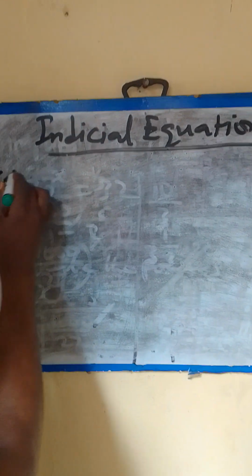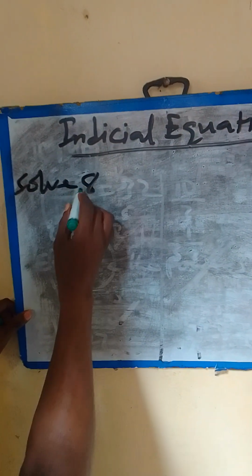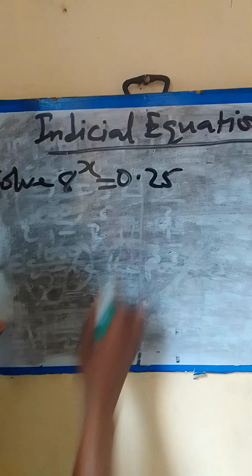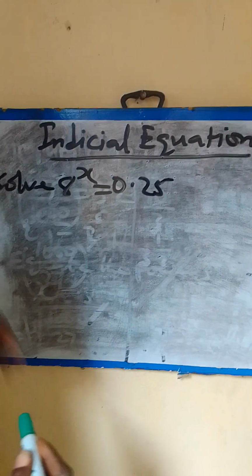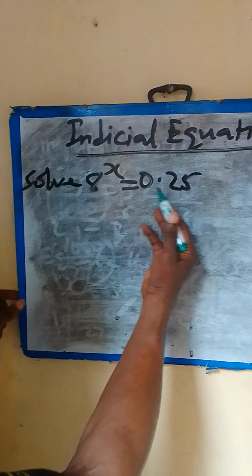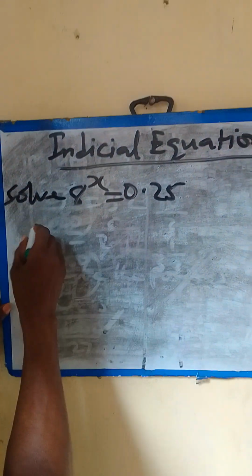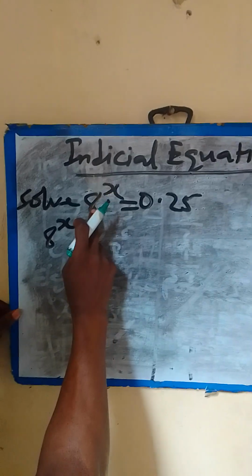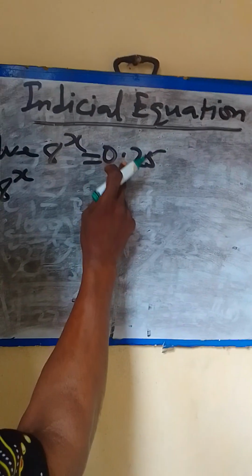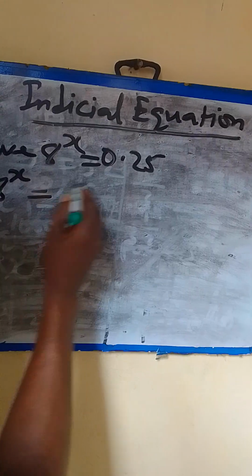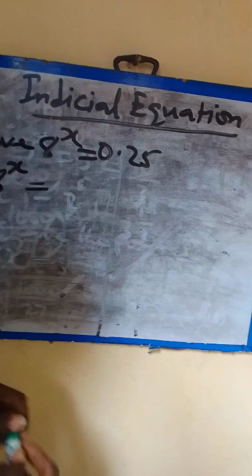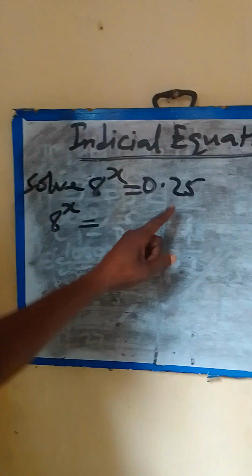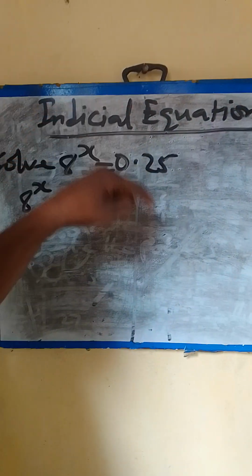Here, to solve 8^x = 0.25. This is another indicial equation on the board. But what you need to do when you have a decimal like this, the base is expressed as 0.25. So you now convert this 0.25 to a fraction. This is in decimal form, convert it to a fraction. Make sure that when you have a problem in decimal form, always convert it to a fraction.